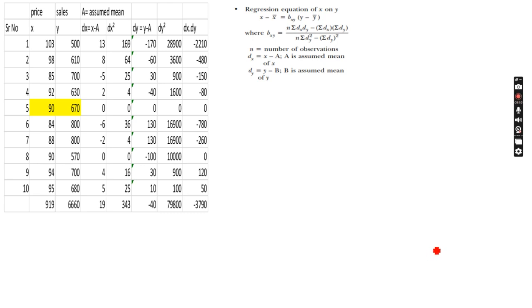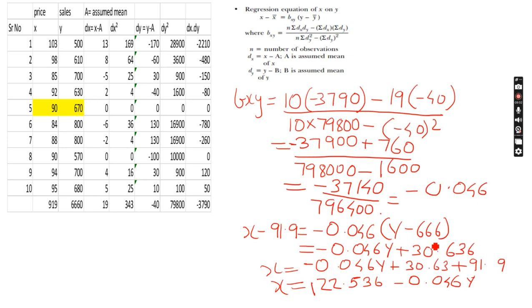Take a minute and solve and find the regression equation of x on y using the formula bxy. I have solved this for you. 10 into minus 3790 minus 19 into minus 40, which is the same as the previous one. The only change is that rather than n dx square, we have taken n dy square. So that is 10 into 79,800 minus summation dy the whole square, that is minus 40. If I solve that, I get a regression coefficient bxy of minus 0.046. And if I solve the equation, I get x is equal to 122.536 minus 0.046y.